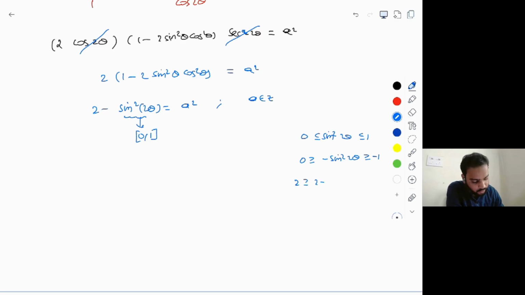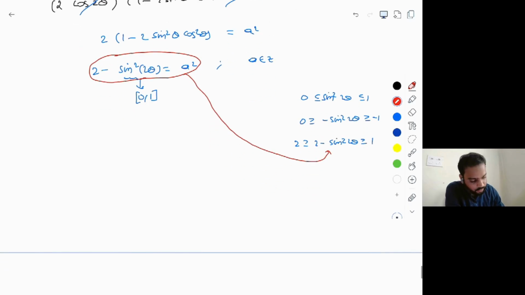So 2 ≥ 2 − sin²2θ ≥ 1. Which means this value of a², I hope you're able to notice this, I'm taking this value of 2 − sin²2θ and substituting it here. So what we get is 2 ≥ a² ≥ 1. Which means the a² value should be lying between 1 and 2.